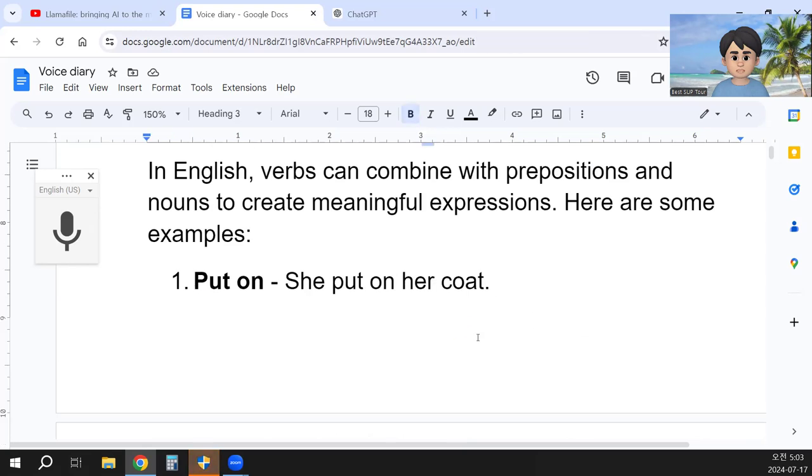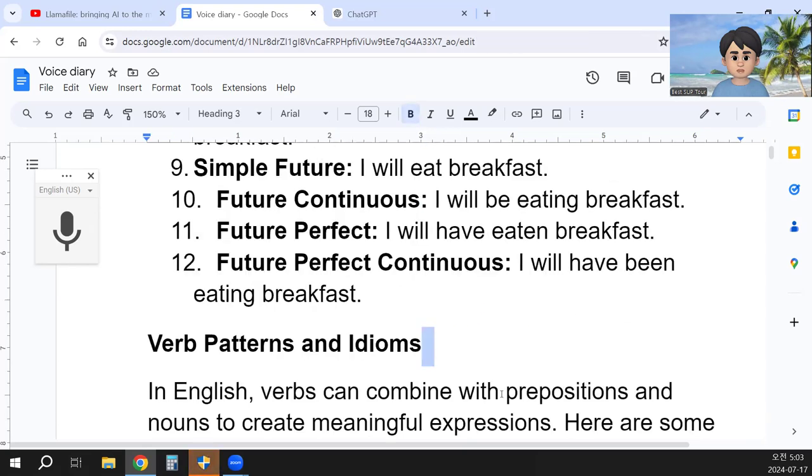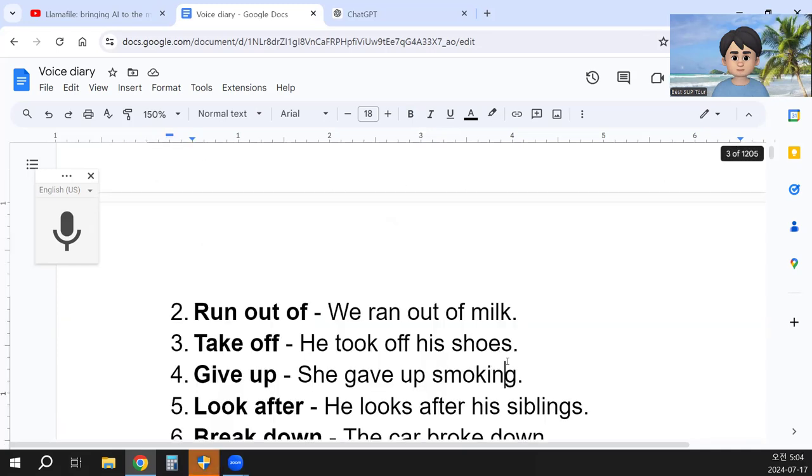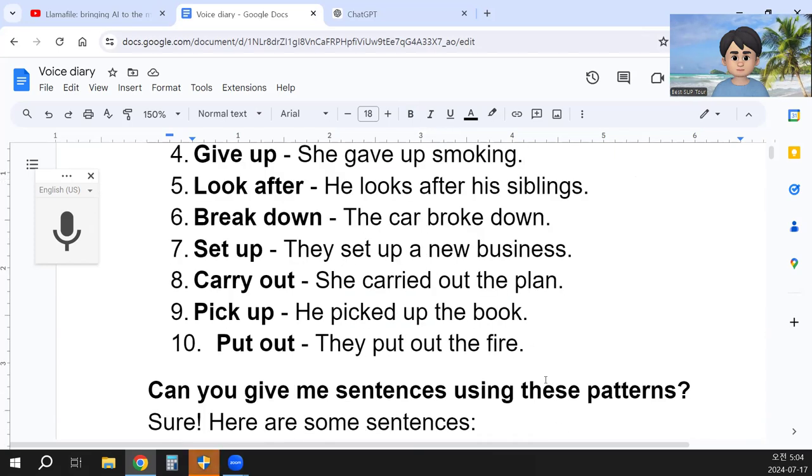Verb patterns and idioms. In English, verbs can combine with prepositions and nouns to create meaningful expressions. Here are some of them. Put on, put on a coat. Take off, he took off his shoes. Give up, she gave up smoking. Look after, he looks after his sibling. Break down, the car broke down. Set up, they set up a new business. Carry out, she carried out the plan. Pick up, he picked up the bag. Put out, they put out the fire.